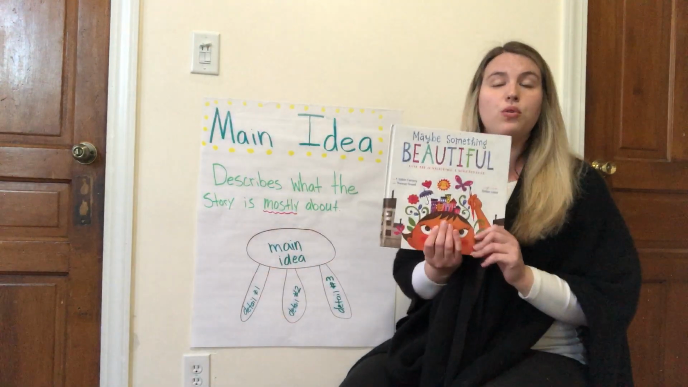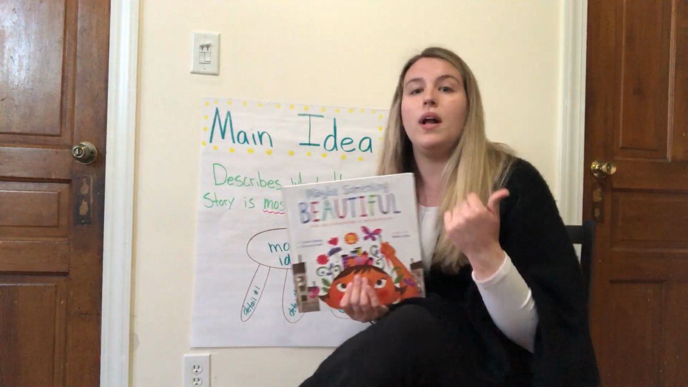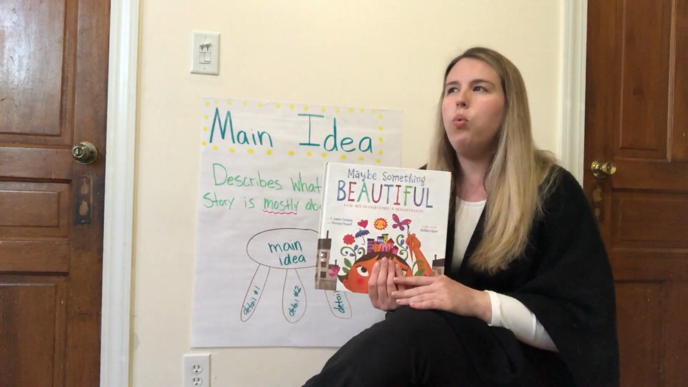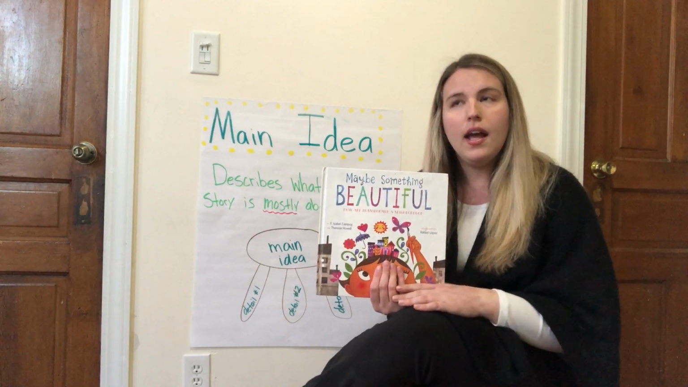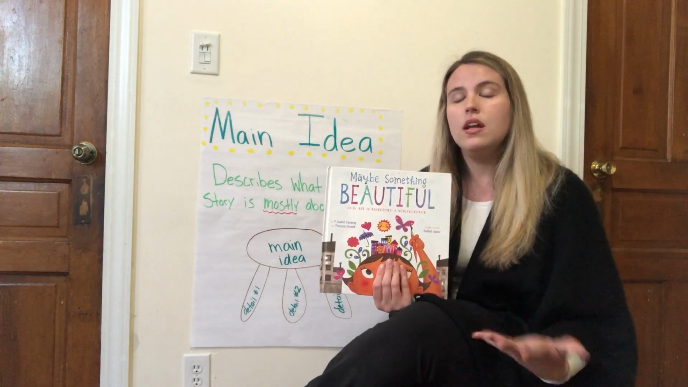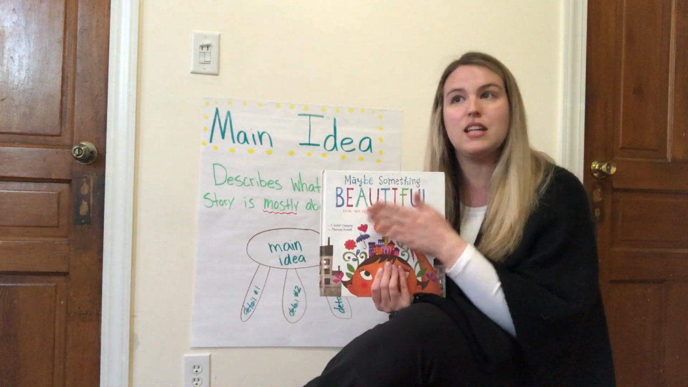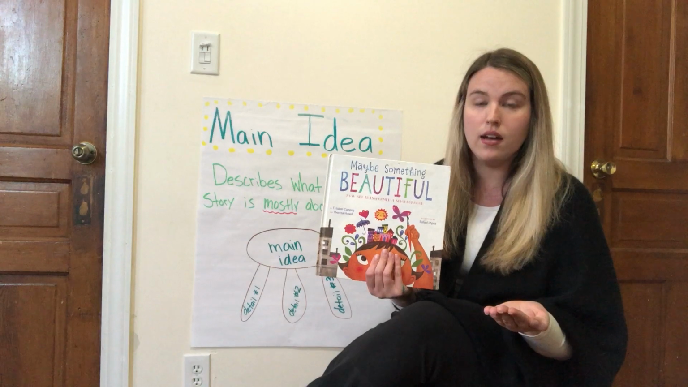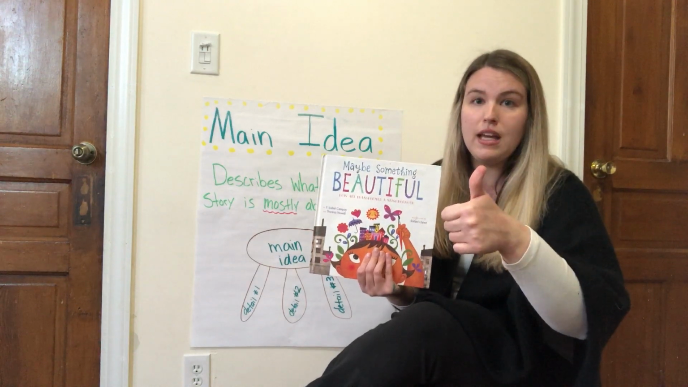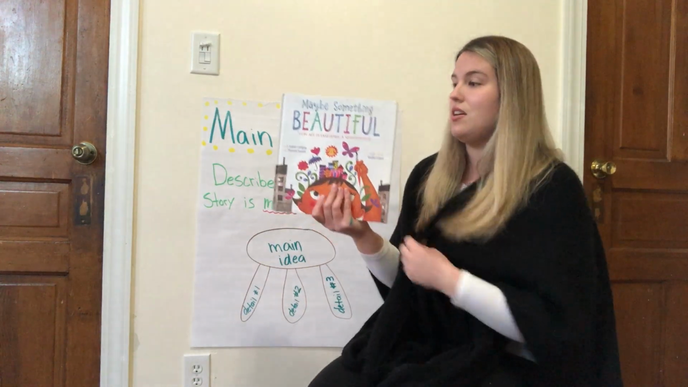So we're going to practice that now with our book, Maybe Something Beautiful. We're going to think while I read this story, what is the main idea? And what details can I use in my book to support my reasoning as to why that is the main idea? All right, give me a thumbs up if you're ready. All right, let's get started.